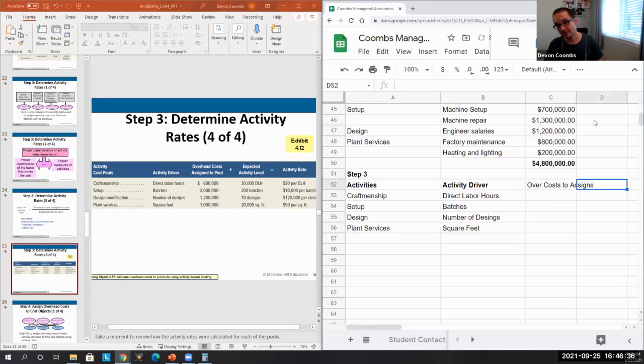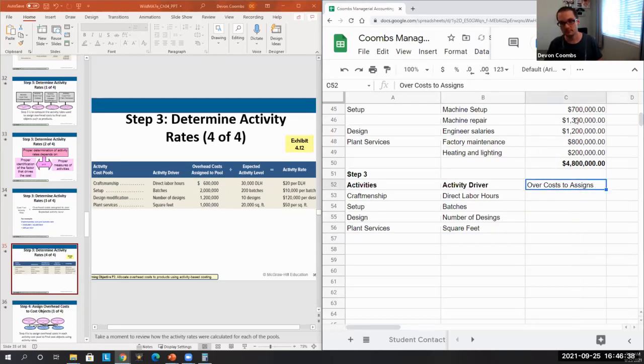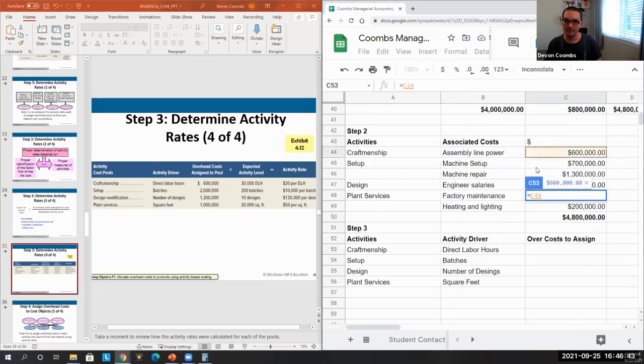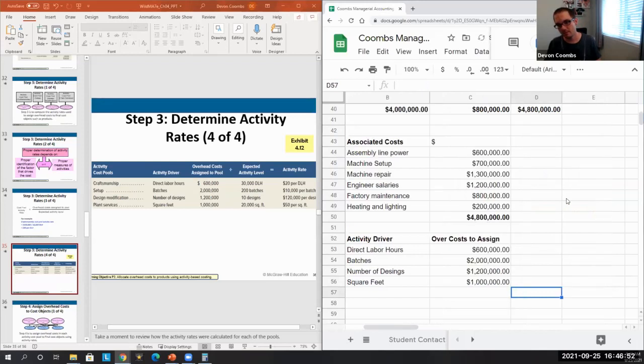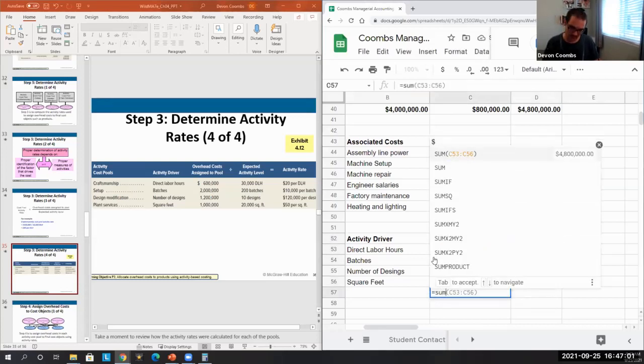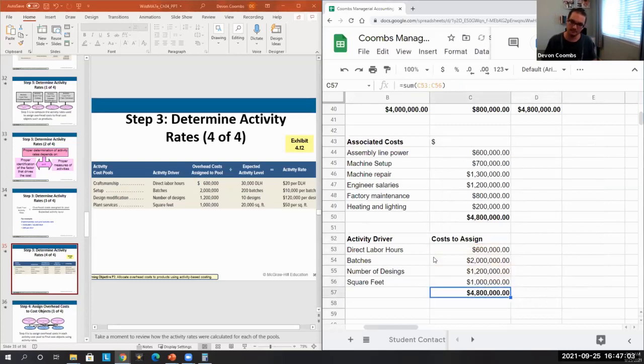We did that in the previous step, right? Craftsmanship is supposed to get 600,000. Setup is supposed to get 2 million. Design is supposed to get 1.2 million, and plant services is supposed to get 1 million. That's the cost to assign, and we check to make sure we're not missing anything by adding all these together. And then we get the expected activity level.